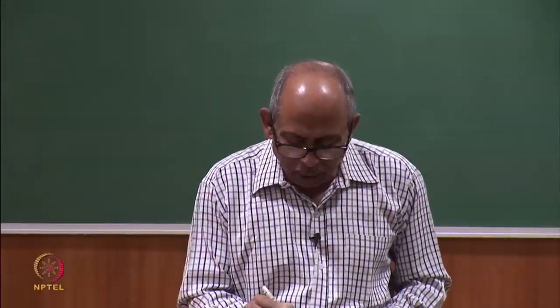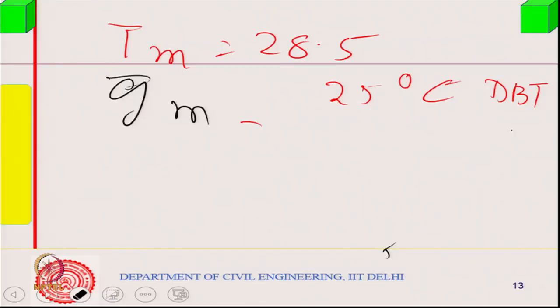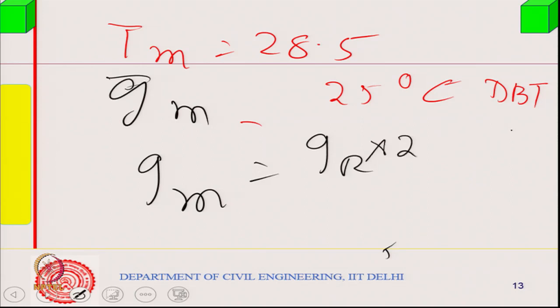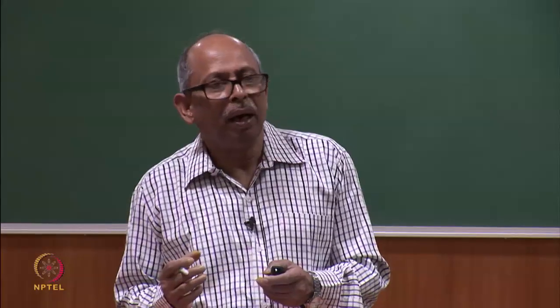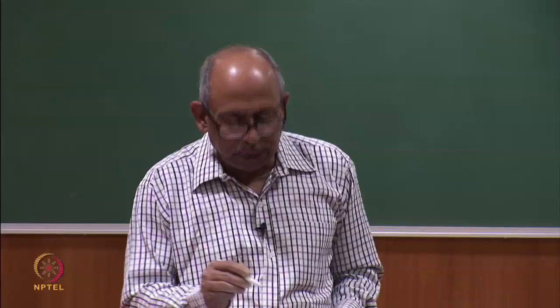So, G of the mixture will be given as G room multiplied by 2.14 plus G outside into 1.16, divided by 3.3, because 2.14 is the recirculated air and its room moisture content is Gr.